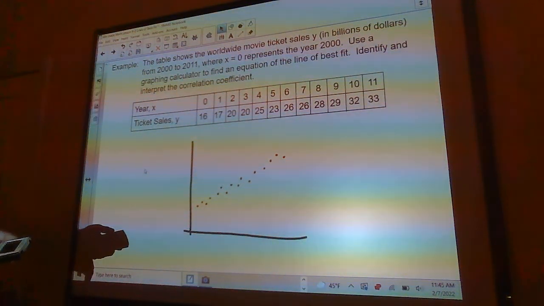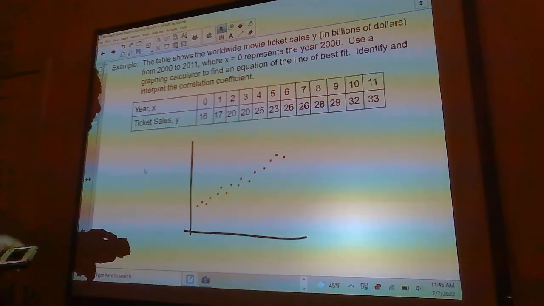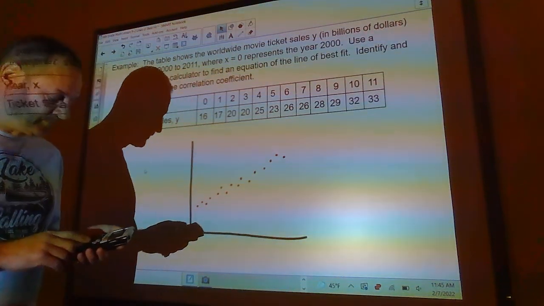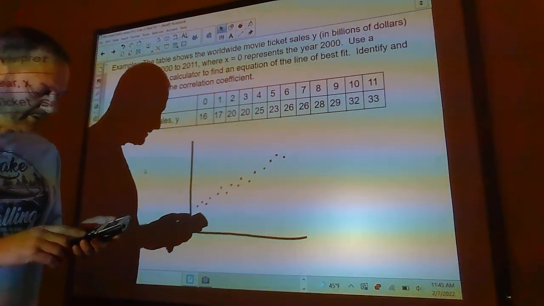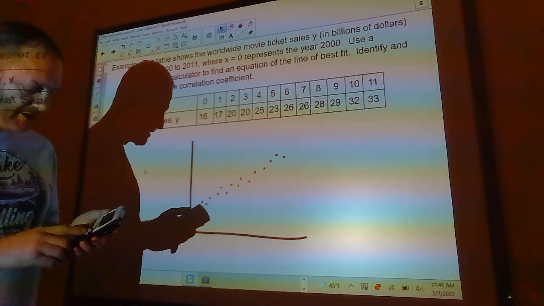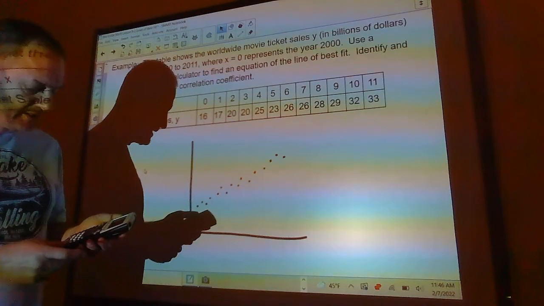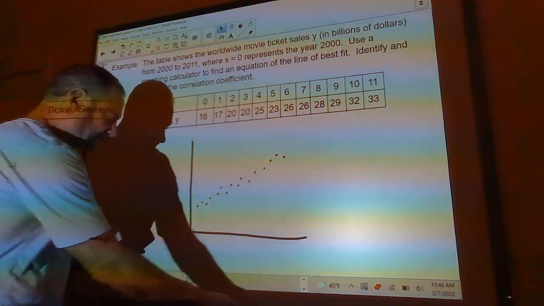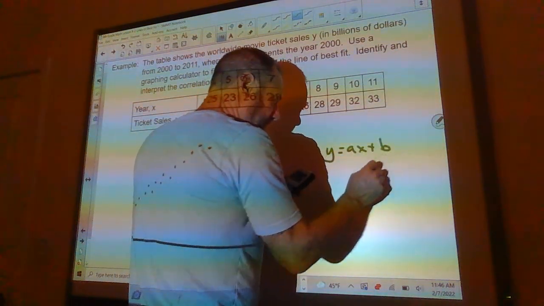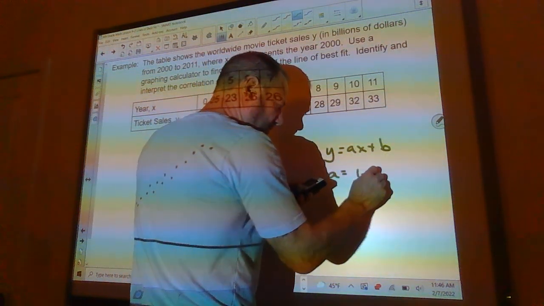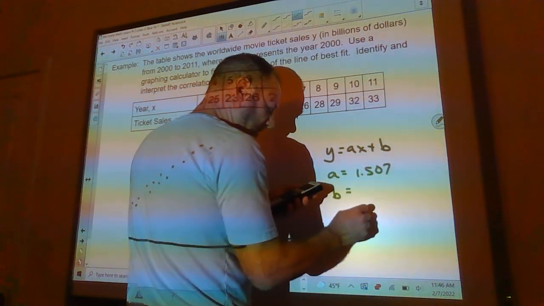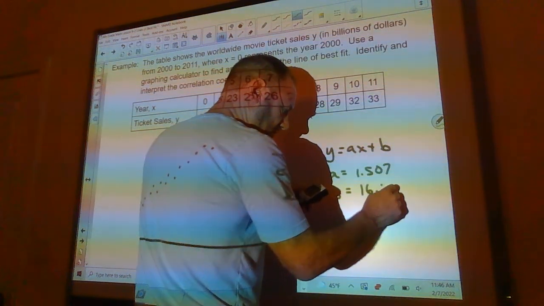Next I want to find the line of best fit. So I'm going to go back to Stat, go to Calculate, and go to 4. That's linear regression. I'm going to arrow down to Calculate again and hit enter. It gives me y equals ax plus b, where a equals 1.507, and b is 16.29 when rounded.